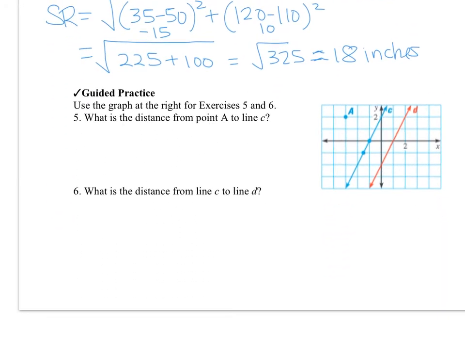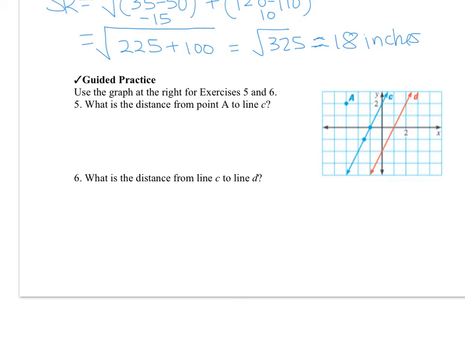In the guided practice, 5 and 6 are very similar in nature, and they're kind of long. So I'm going to do one of them, and I'll give you the answer to the other. So if you'd like to try it on your own and see if you can get the answer, that would be great. So in number 5, I'm going to do that one. What is the distance from point A to line C? So we know, first off, that distance has to be perpendicular distance.